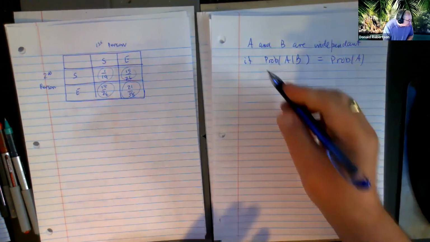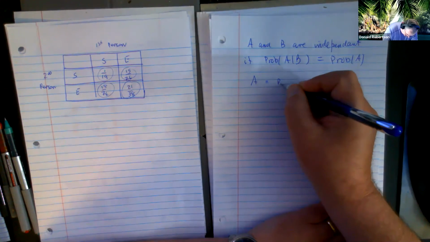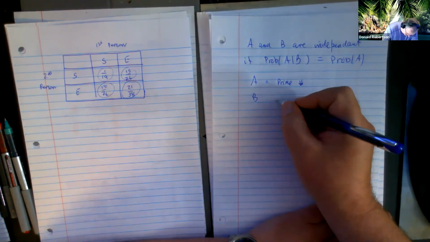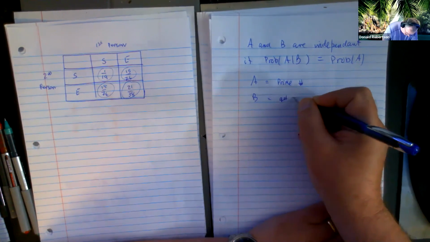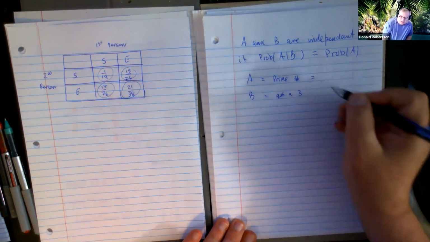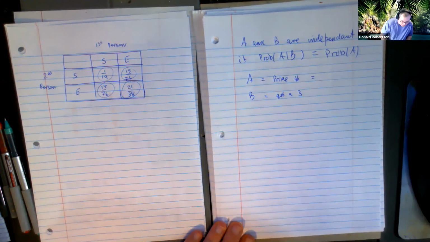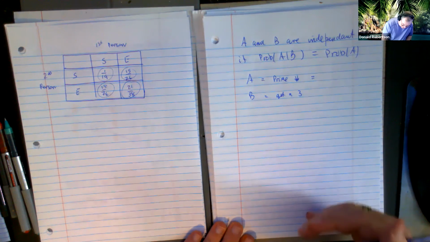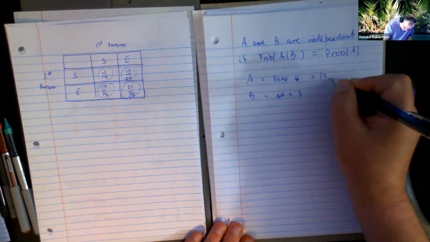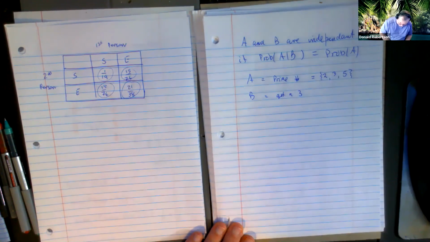Suppose A is getting, this is from a die, right? A is getting a prime number, and B is you get a 3. Okay. Do we all remember prime numbers are just numbers, not including 1, that you can't divide by anything except themselves and 1. So prime numbers would be the 2, 3, and 5. Those are the prime numbers.